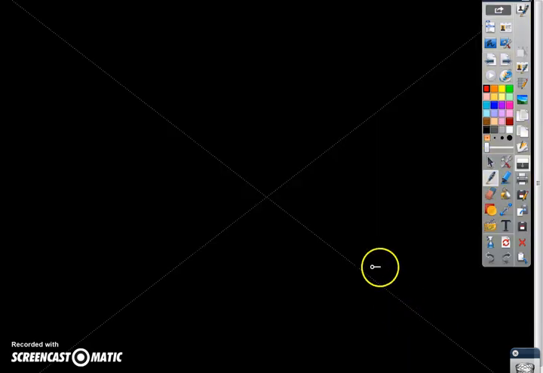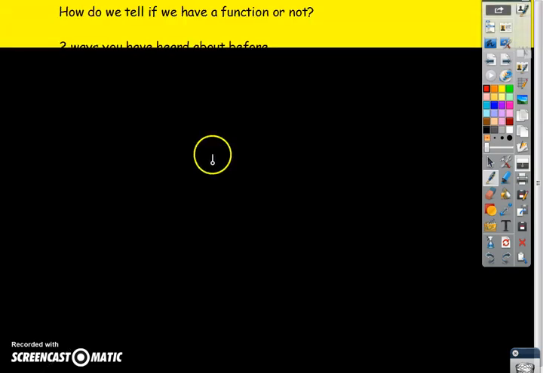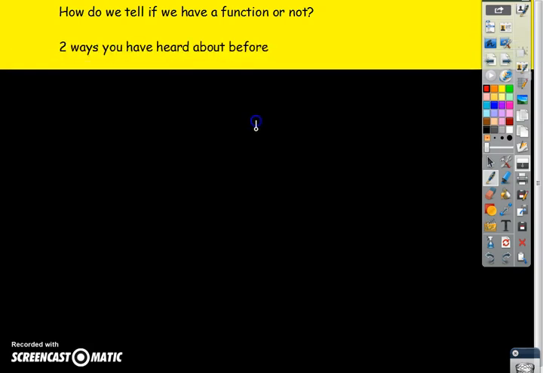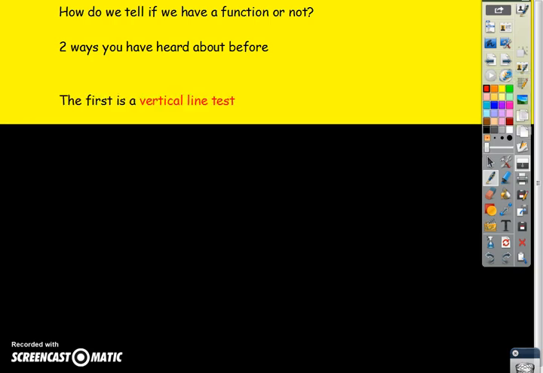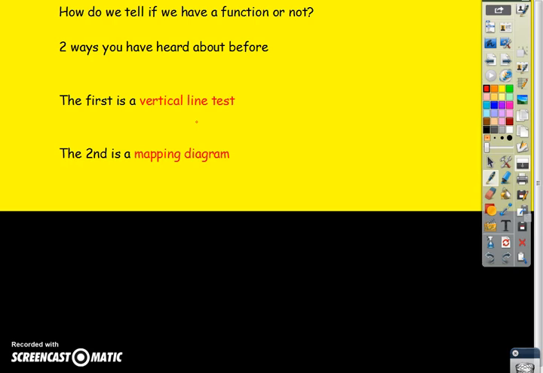Now, next on the docket, we have some tools to tell us if something's a function or not. How do we tell if we have a function or not? We've got two tools at our disposal, and two ways you've probably heard about before. One being a vertical line test, which is a test that deals with vertical lines, and the second is a mapping diagram. So it's something you've dealt with before that we're going to use today and currently. With these two tests, we are able to figure out what is going on. So let's take a look at it.